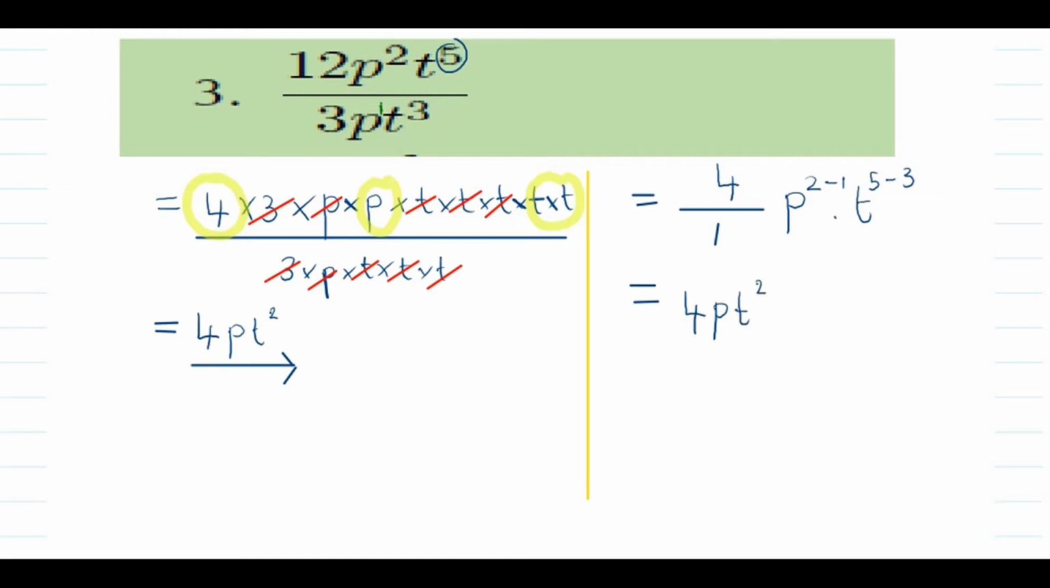Okay, so we get to the same answer. So it just depends on which method you prefer using.